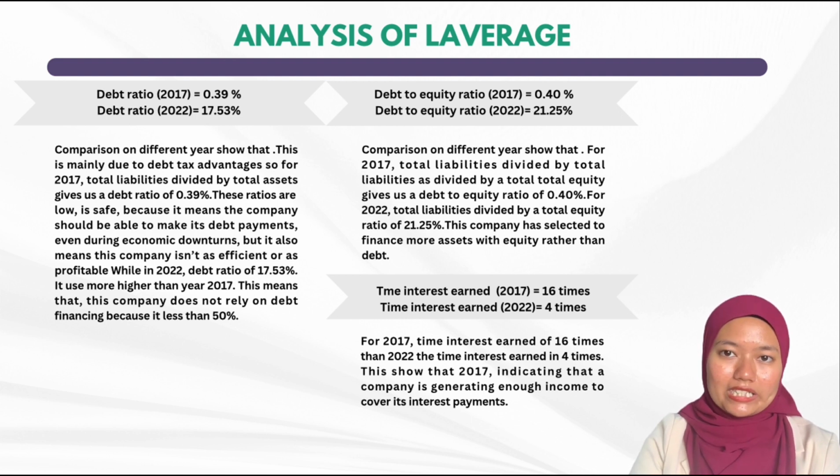less than 50%. For debt to equity ratio, 2017 and 2022 show that for 2017, total liability divided by total equity ratio is 0.40%. For 2022, total liability divided by total equity ratio is 21.25%. Lastly, time interest earned for 2017 and 2022. For 2017, the time interest earned is 16 times, then 2022, the time interest earned is 4 times.